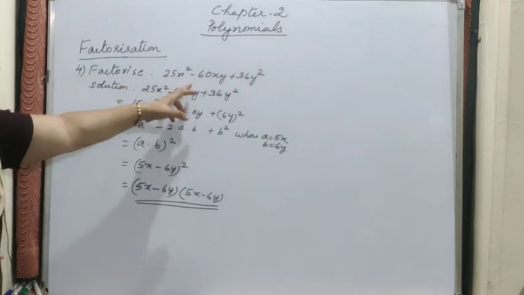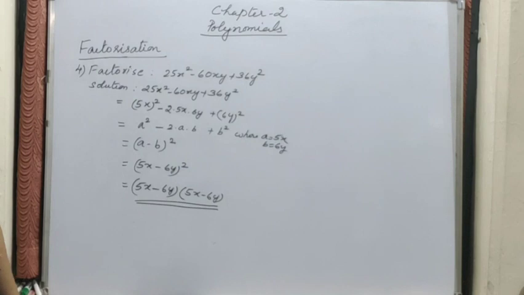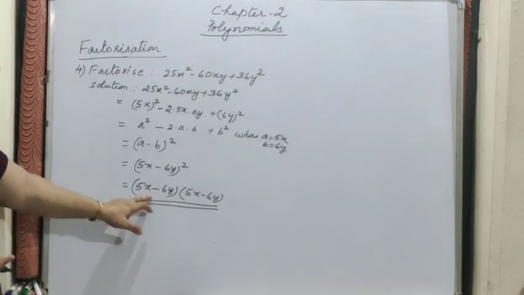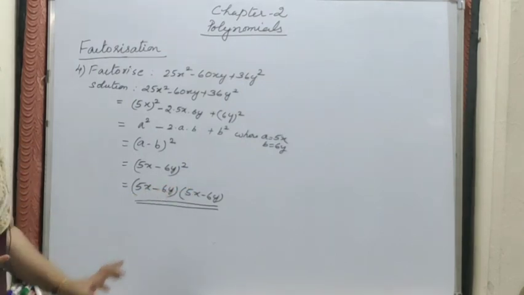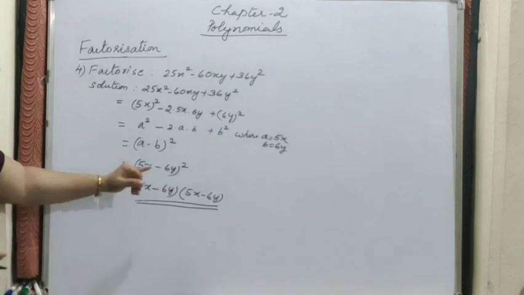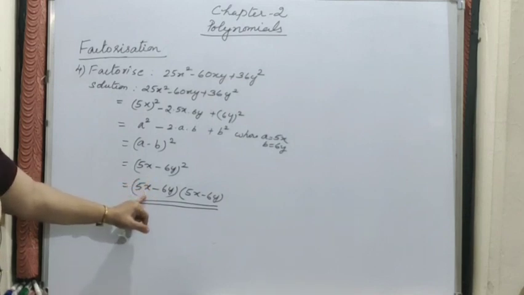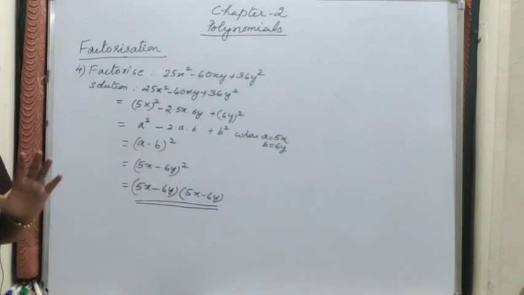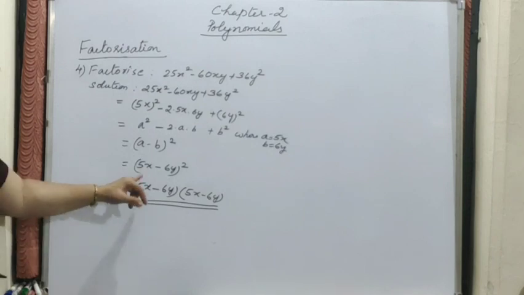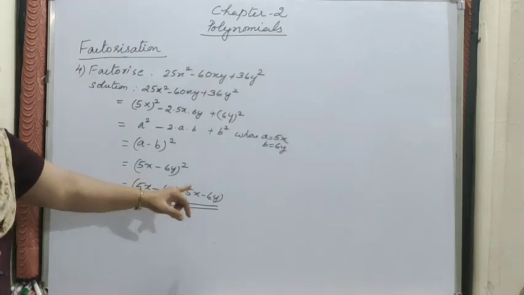So 25x square minus 60xy plus 36y square equals 5x minus 6y into 5x minus 6y. If you write the answer like this, you will not get the complete mark in the answer sheet, right? So you should bring it like this only, because it is already understood and you cannot explain there. You should write it this way only: 5x minus 6y 2 times.